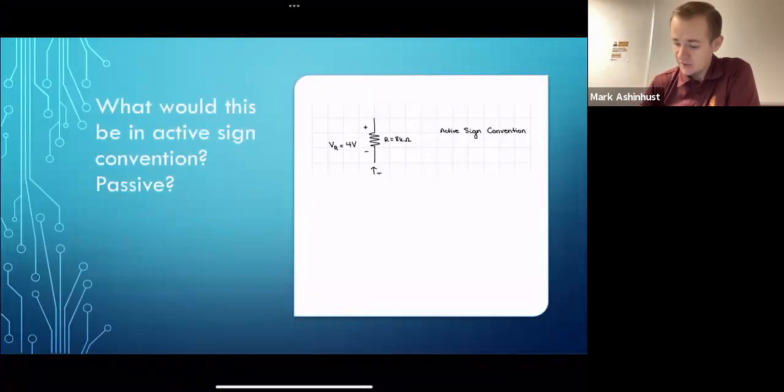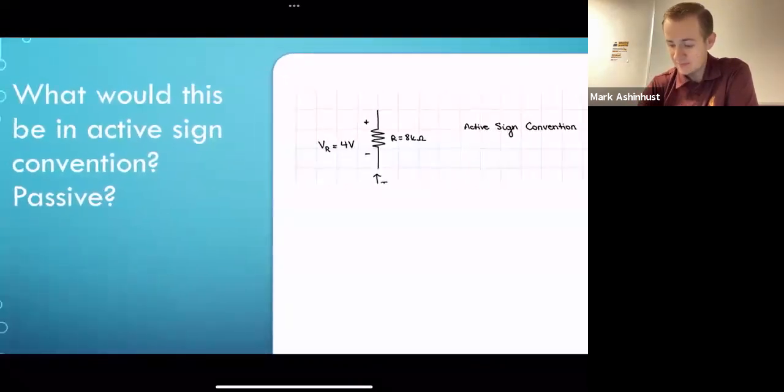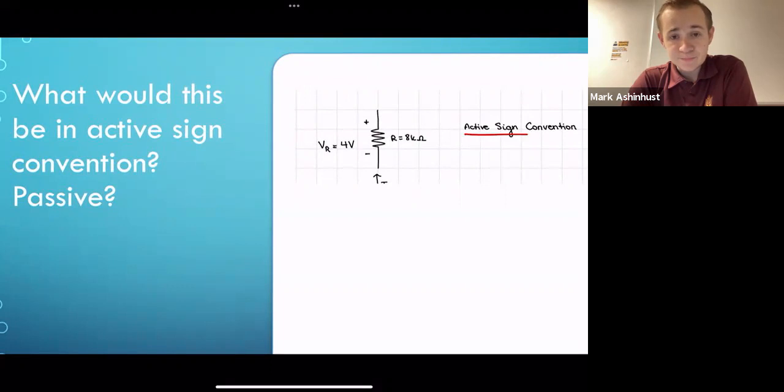So looking at this one, you can zoom in a little bit. What would this one be in active sign convention? I even wrote it here. I'll give you 1 second. And this is IR. You could adjust it. It could be any current.